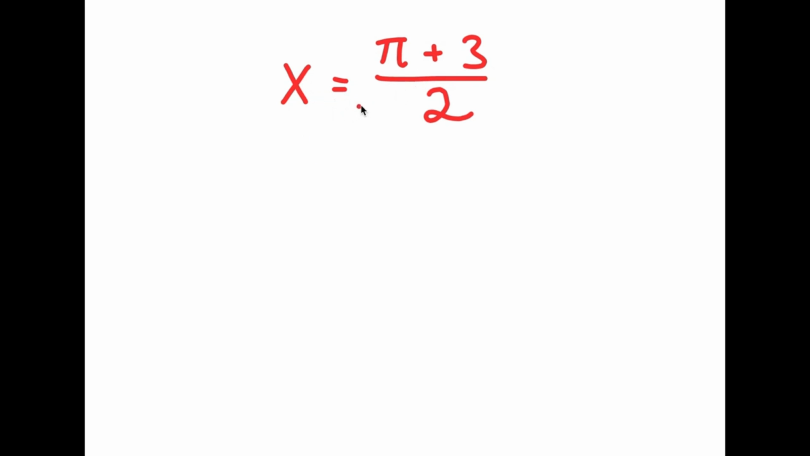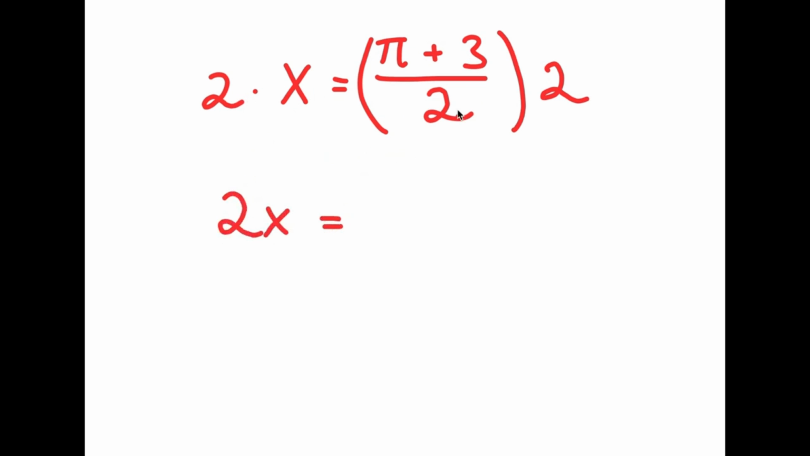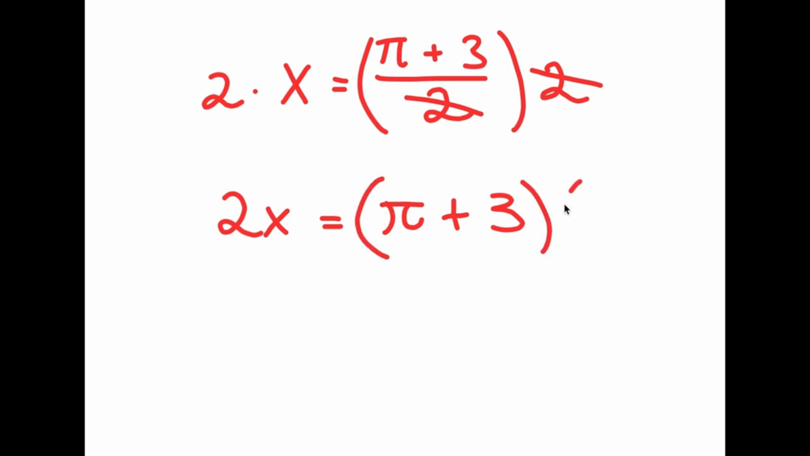So now what I'm going to do is multiply both sides by 2. So I get 2 times x is equal to pi plus 3 over 2 times 2. Now, 2 times x is equal to 2x. So I get 2x is equal to, these two 2's cancel out, pi plus 3. So I get 2x is equal to pi plus 3. And now, from here, I'm going to multiply both sides by pi minus 3.